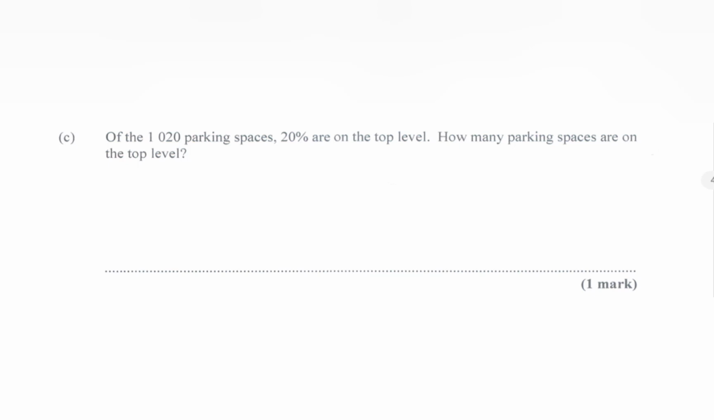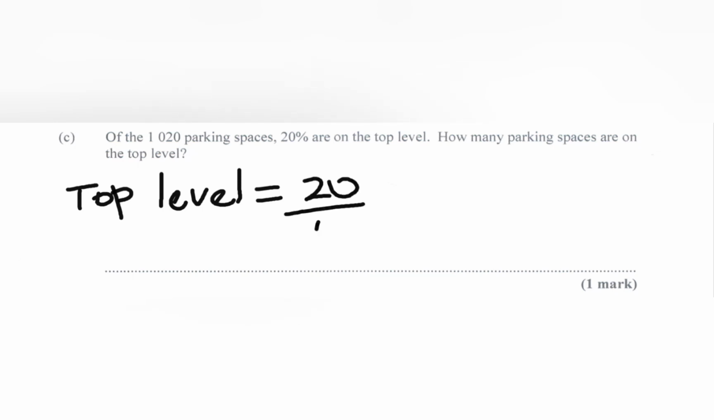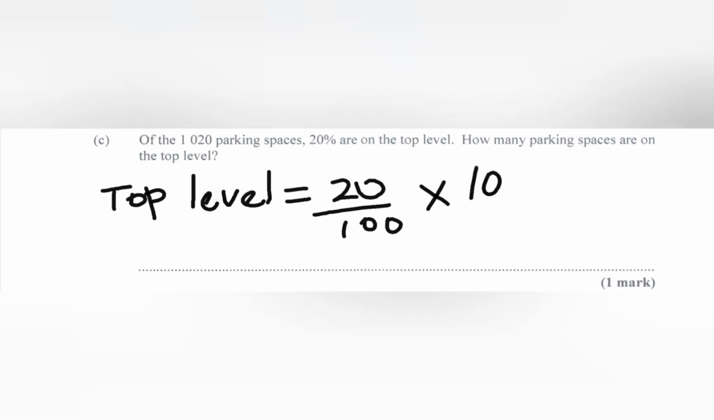We're looking at question 1c. It says of the 1020 parking spaces, 20% are on the top level. How many parking spaces are on the top level? In order to do this, we're going to find 20% of the total number of parking spaces, which is going to be 20 over 100 multiplied by 1020 over 1.